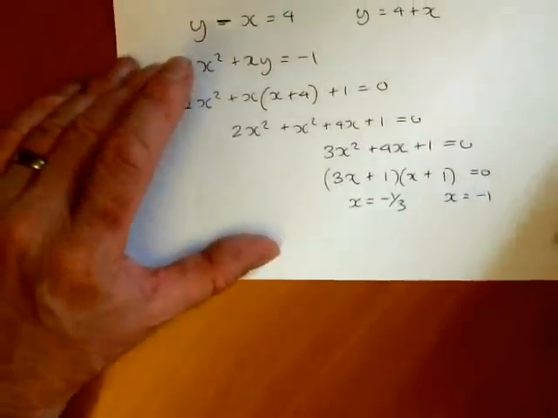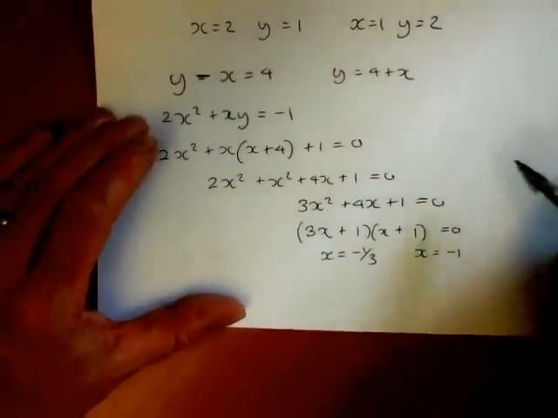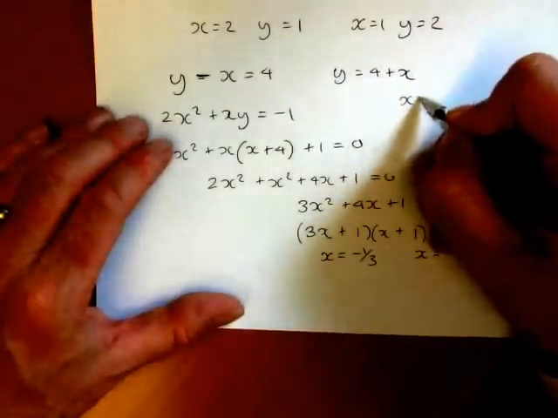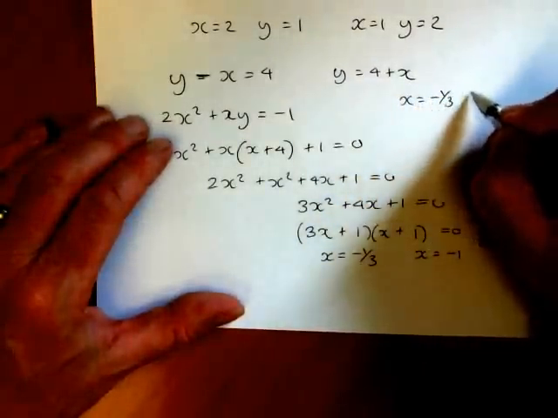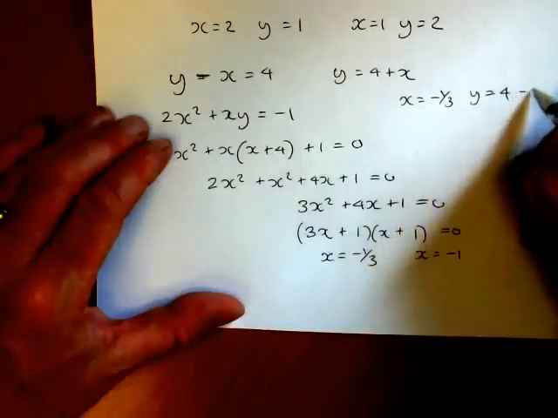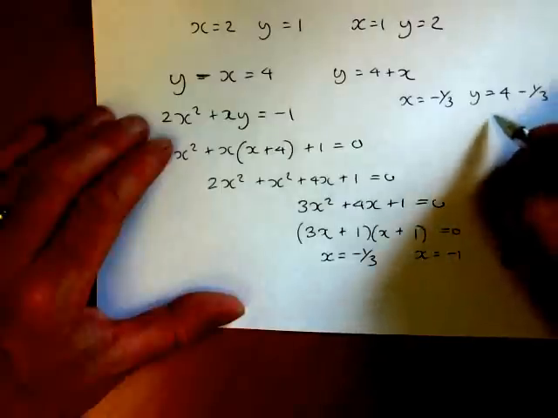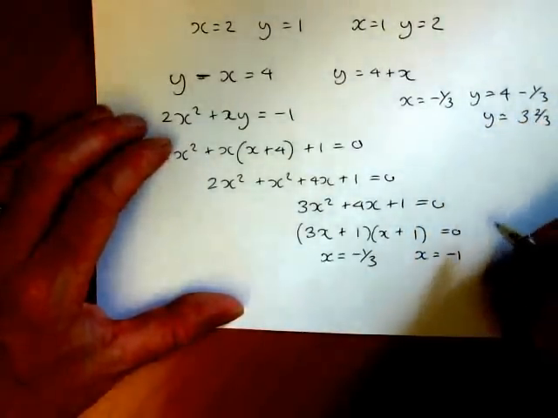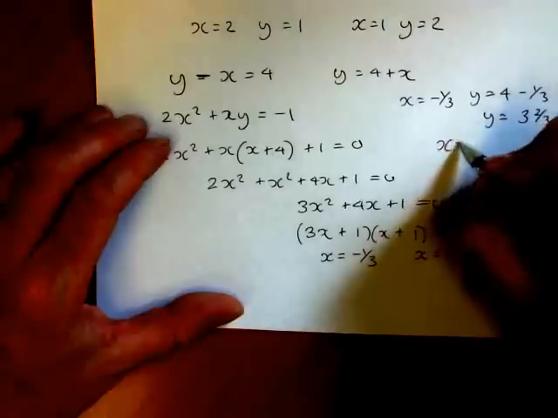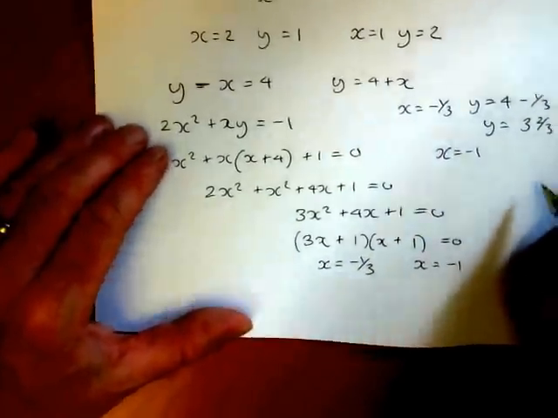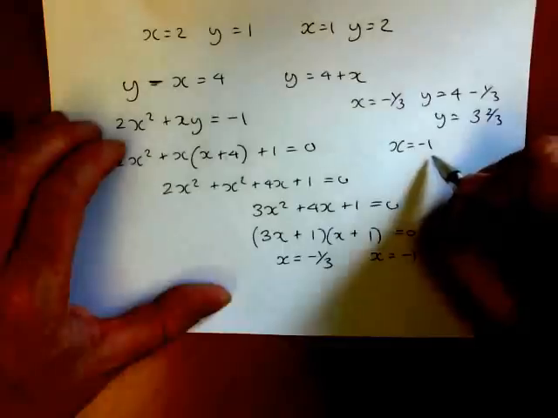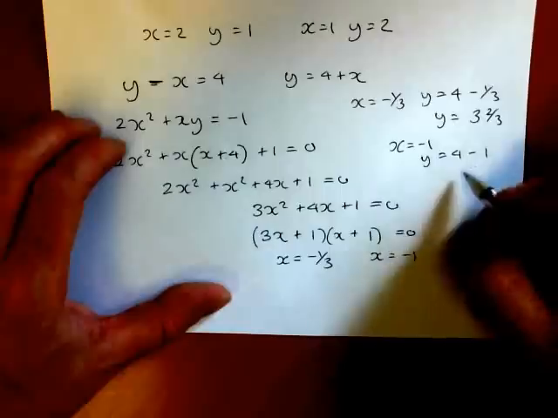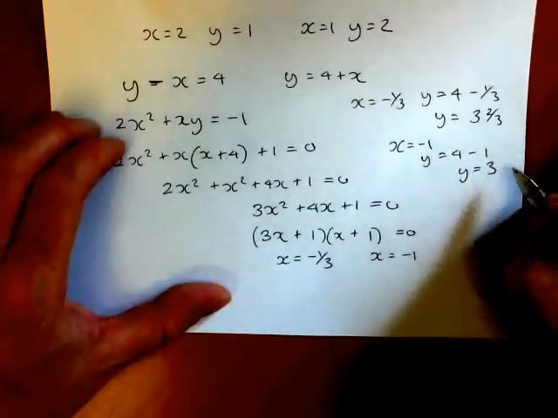So if I go back, if I bring this down and show you we're working on this here, so when x equals minus 1/3, y will equal 4 minus 1/3, plus or minus gives you that. So y will equal 3 2/3. And when x equals minus 1, okay, when x equals minus 1, then let's bring it across here. y will equal 4 minus 1. 4 plus minus 1 is the same as 4 minus 1. And so y equals 3.